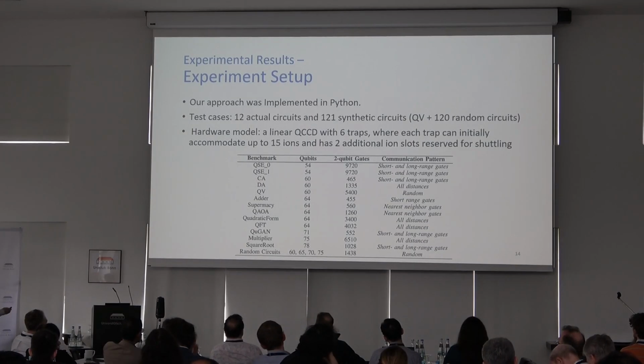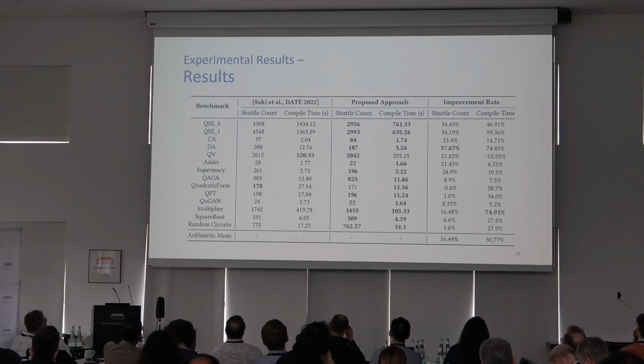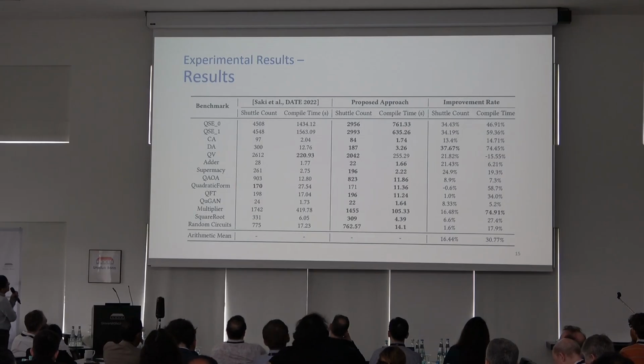And this table shows the results of shuttle count and compilation time of our approach. We also compare our approach with a previous work that was published in 2022. And as you can see, for the shuttle count, our approach outperformed the previous work almost for all test cases. And the maximum shuttle count reduction rate can reach close to 38%.